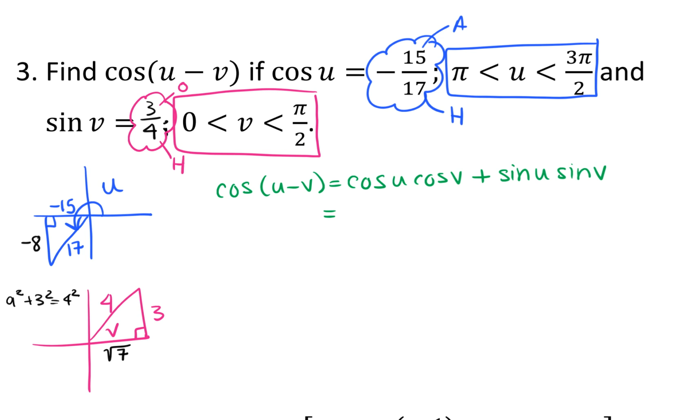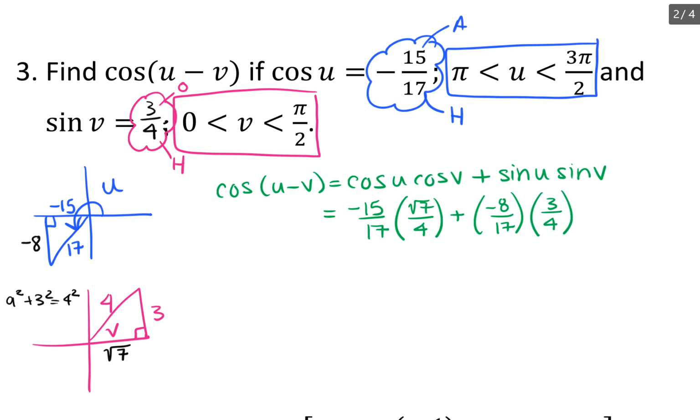And so we have cosine of U, so we're on the blue diagram. The cosine of U is adjacent, so negative 15 over hypotenuse, 17. Cosine of V, now we're on the pink diagram. The pink is the adjacent, square root of 7, over hypotenuse, which is 4, and then plus, and now we're back to the blue diagram for the sine of U. So the sine of U is negative 8 over 17. And then the sine of V is opposite, 3 over hypotenuse, 4.